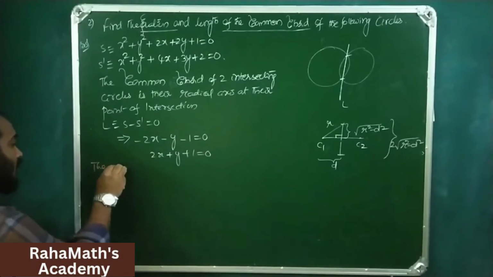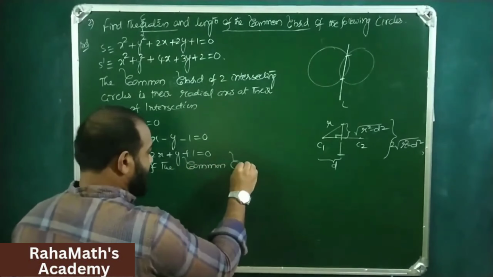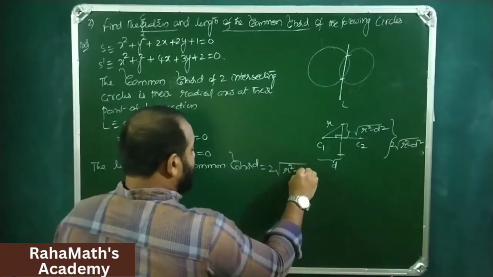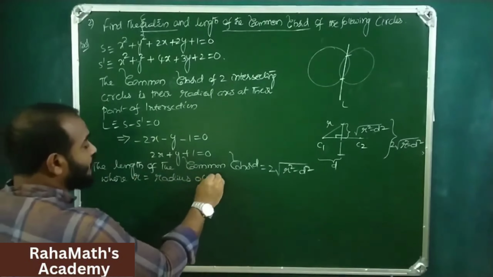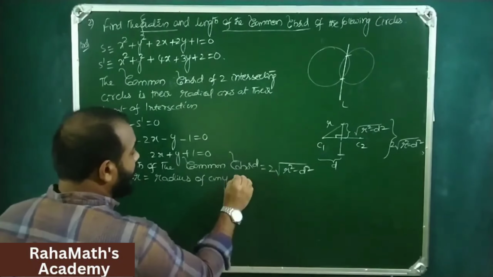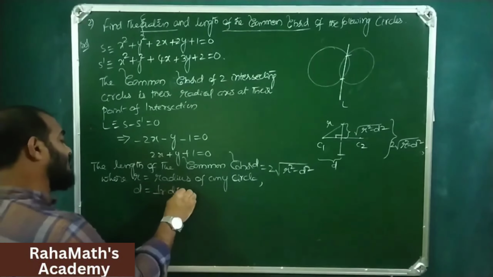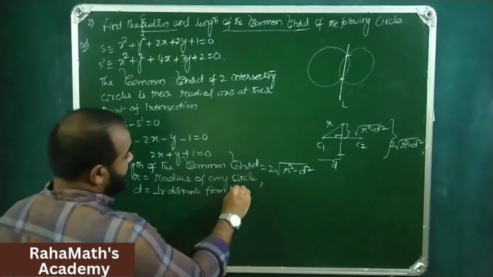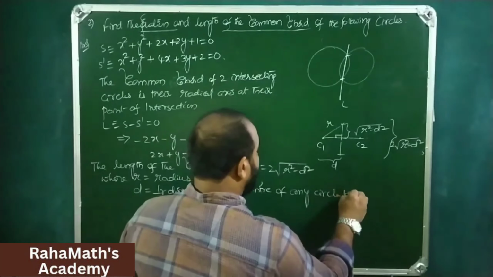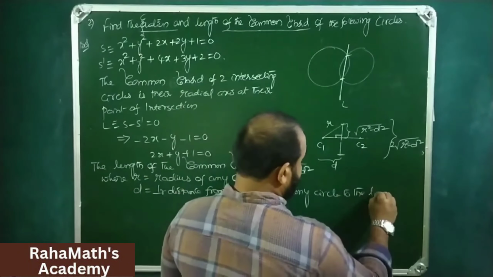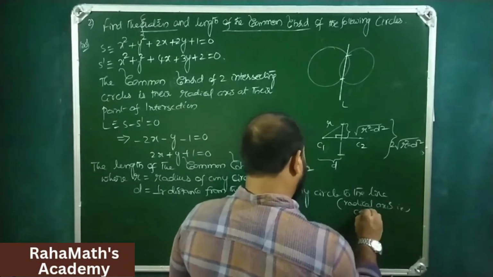Therefore, the length of the common chord is equal to 2 root of R square minus D square, where R is equal to the radius of any circle, and D is the perpendicular distance from the center of any circle to the line (in brackets, radical axis), that is, the common chord.